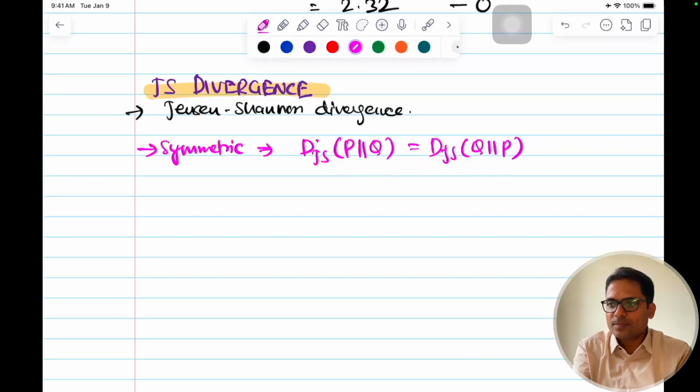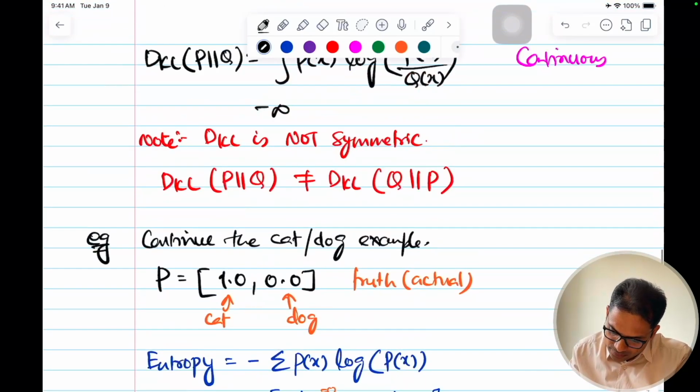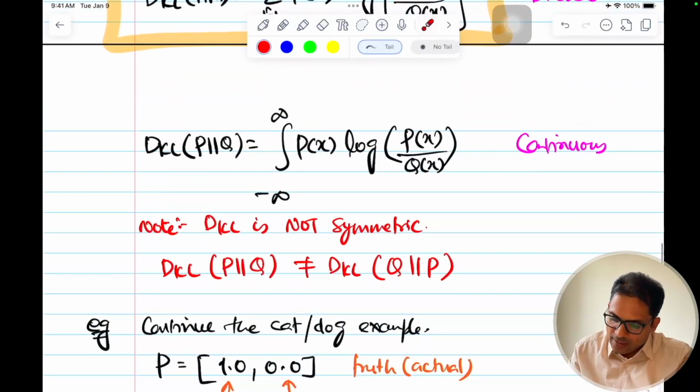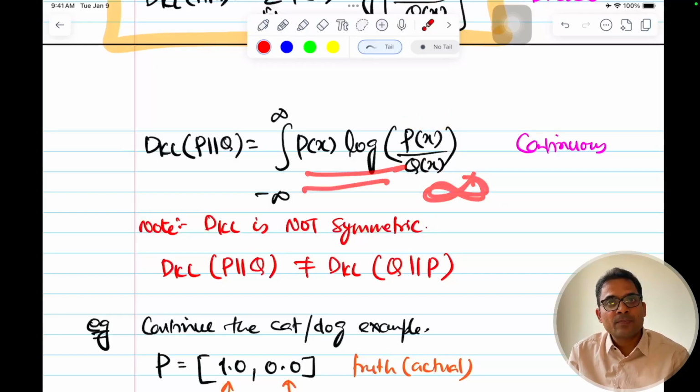This also solves one more thing: it is always finite. Why so? Because if you see the formula of KL divergence, there is P(x) by Q(x). Say the probability of an event is not equal to 0 for P, and is 0 for Q. Then this ratio will become infinite, and log of infinity is infinity because log is monotonic. So this term will become infinite, and the whole divergence will become infinite.